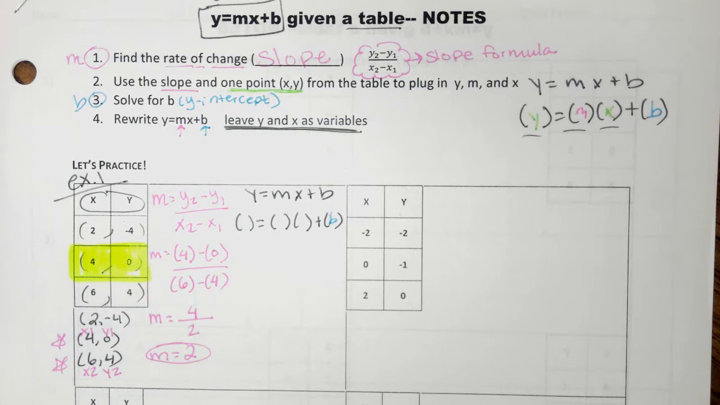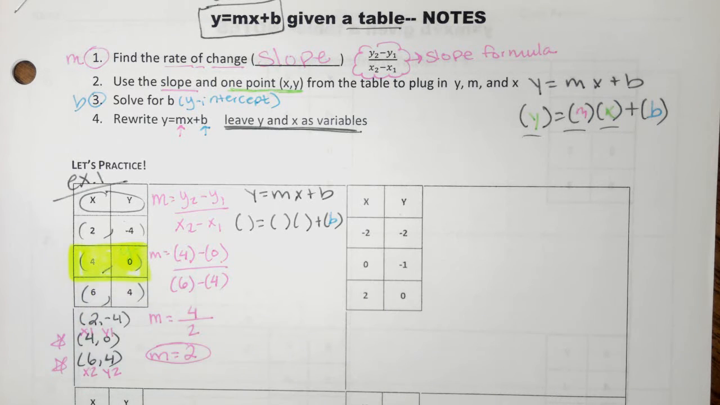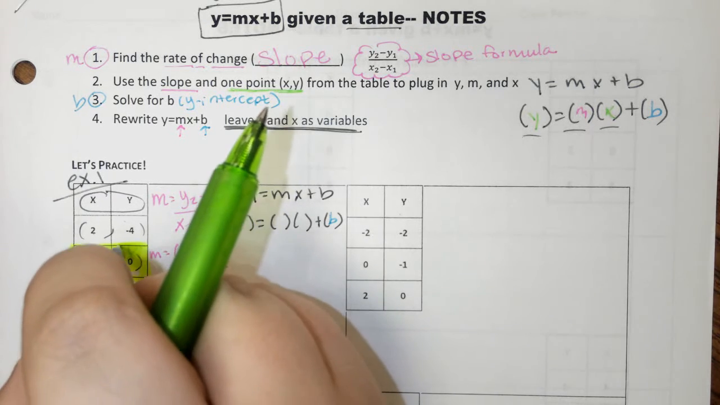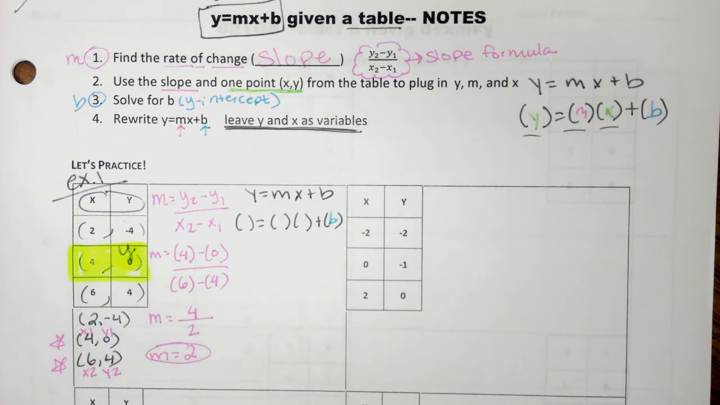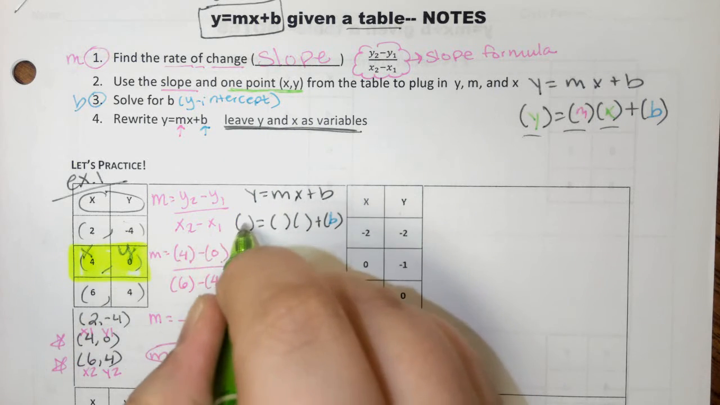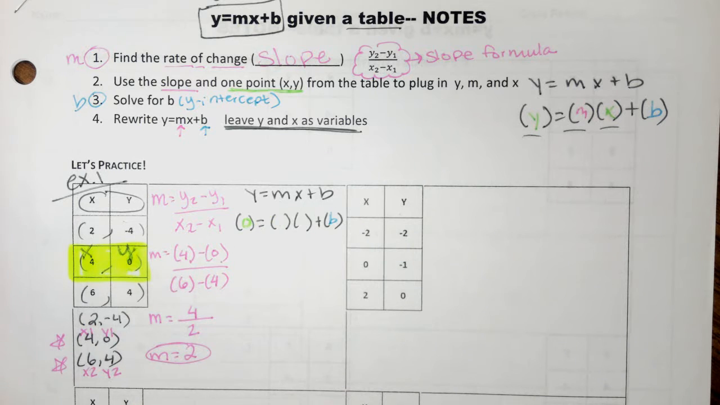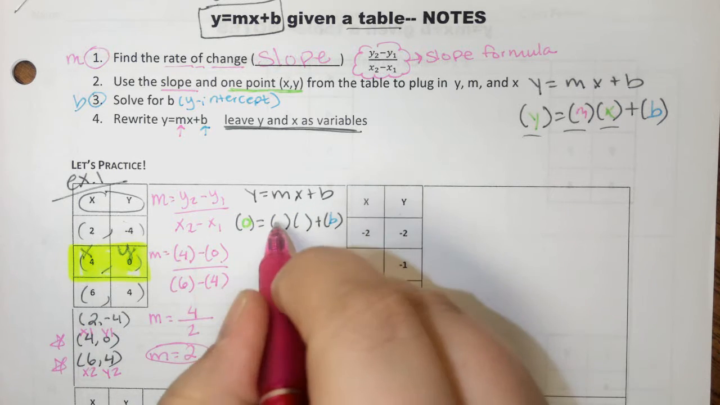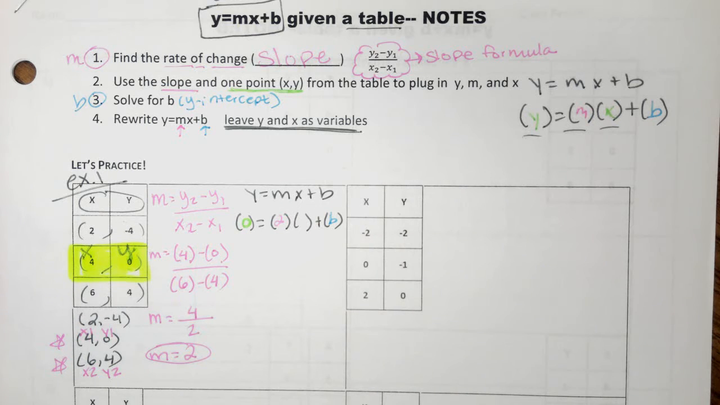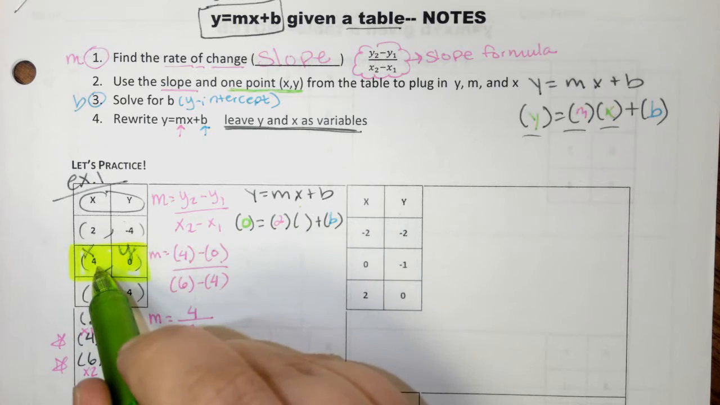So this is the ordered pair I'm using. The y value from that ordered pair is 0. And the x value from that ordered pair is 4. So in place of y, I'm putting 0. Instead of writing m, I can write 2. Instead of this bubble in place of x, I can write 4.